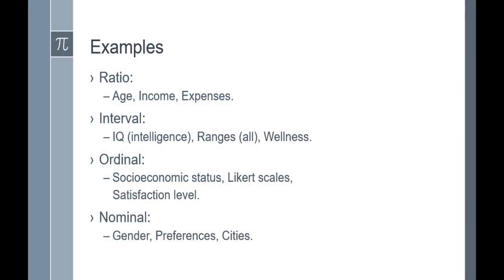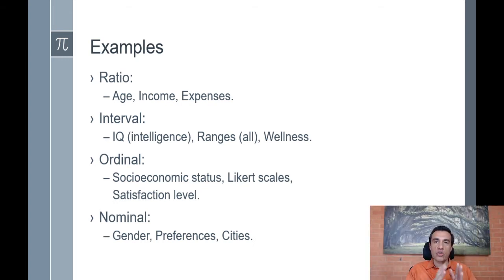Okay, one of them is IQ. Why IQ? Because if you have 10 points more of IQ, it doesn't mean that you are going to be double or triple intelligent. No, you are more, but there is not that kind of ratio relation. Also, all of the ranges, each and every one of the ranges. Every time you create a range, this means that you can go from 10 to 20, 20 to 25. Every range is an interval.